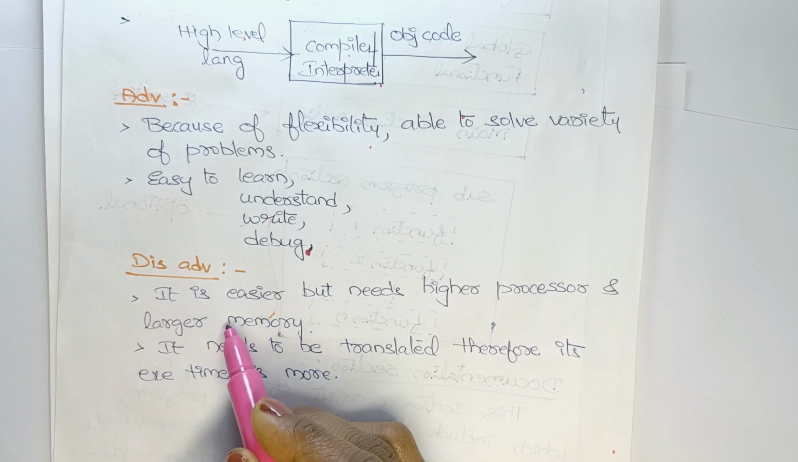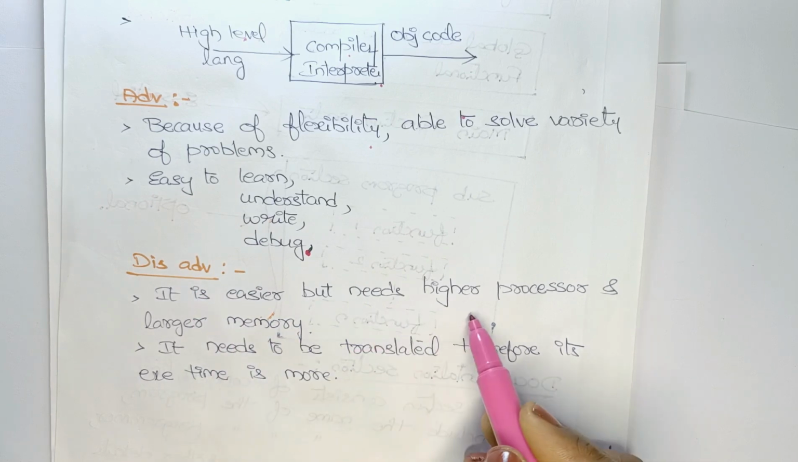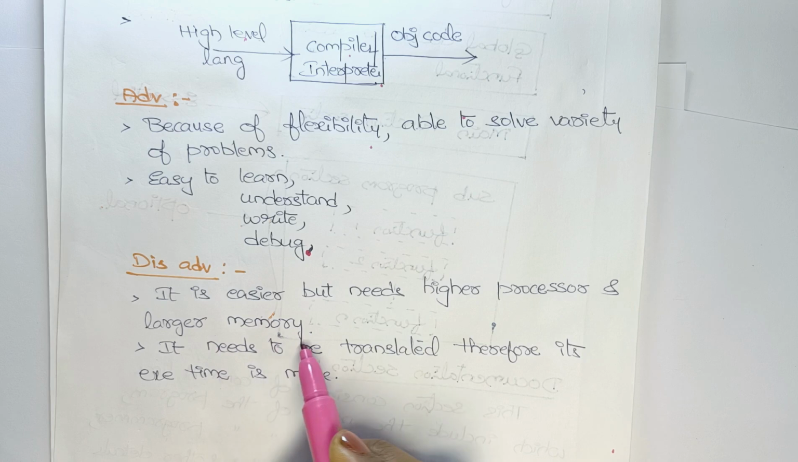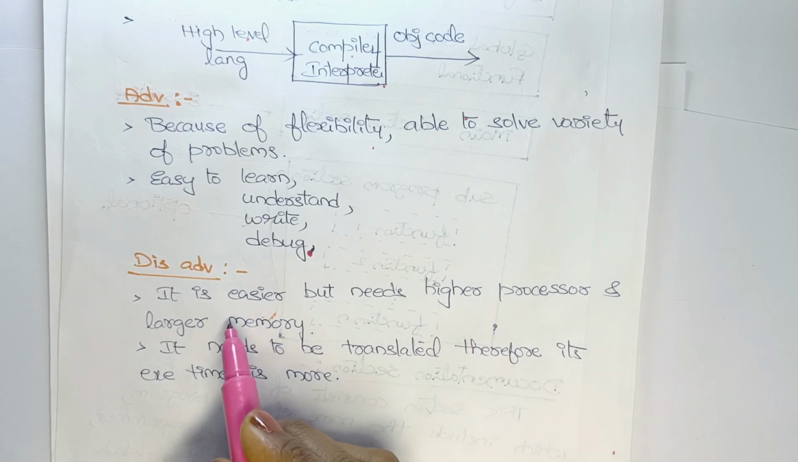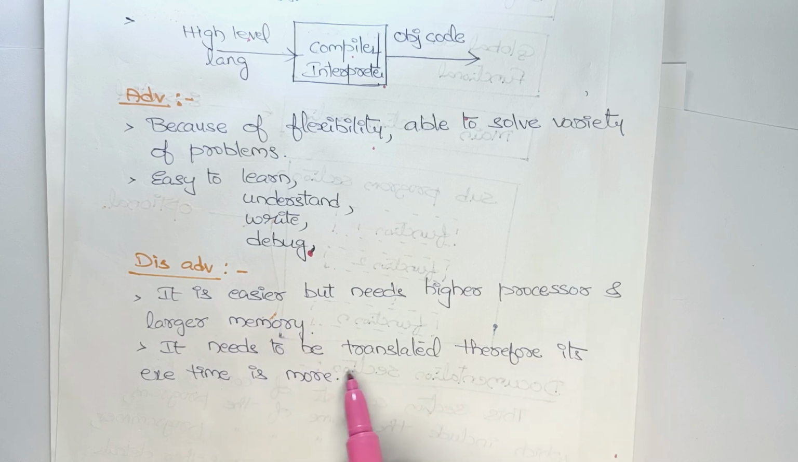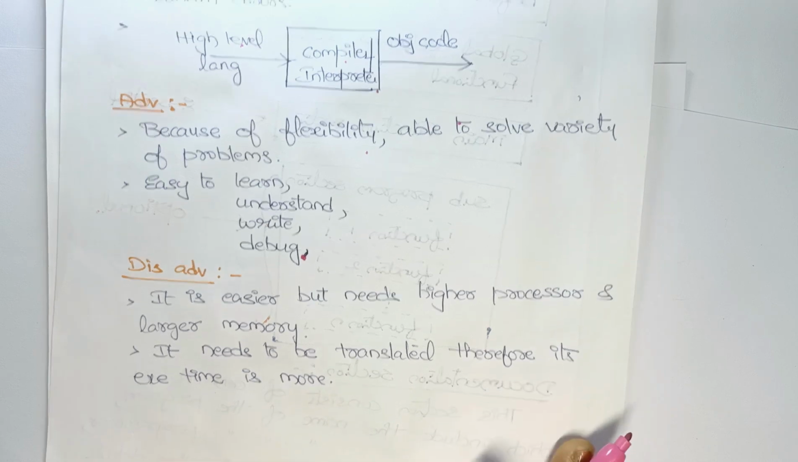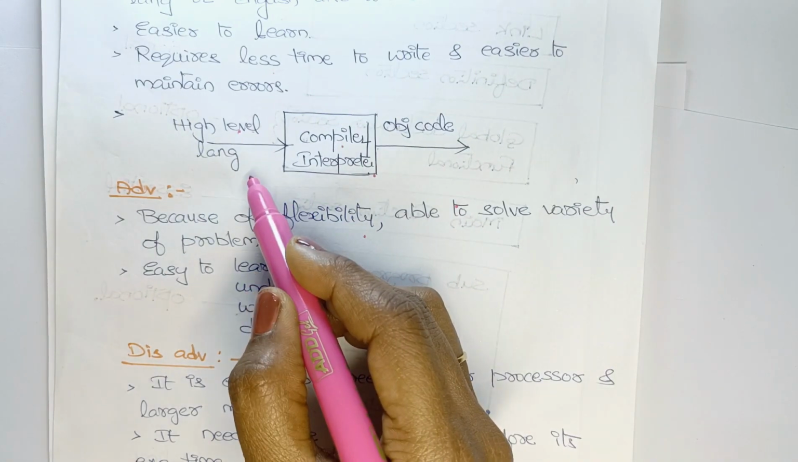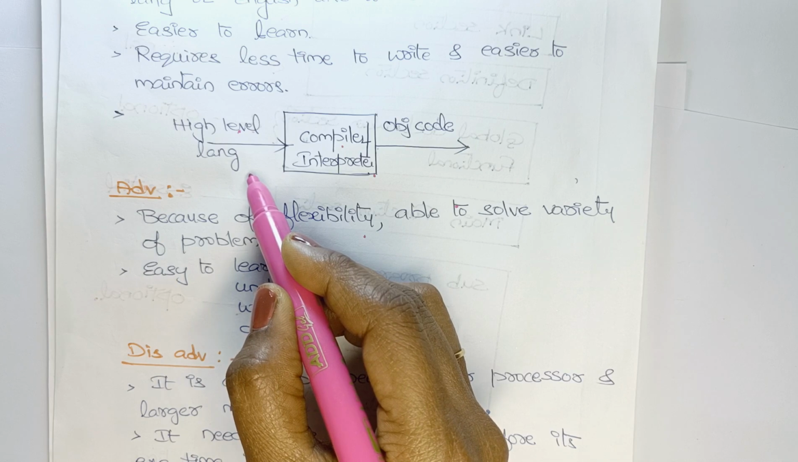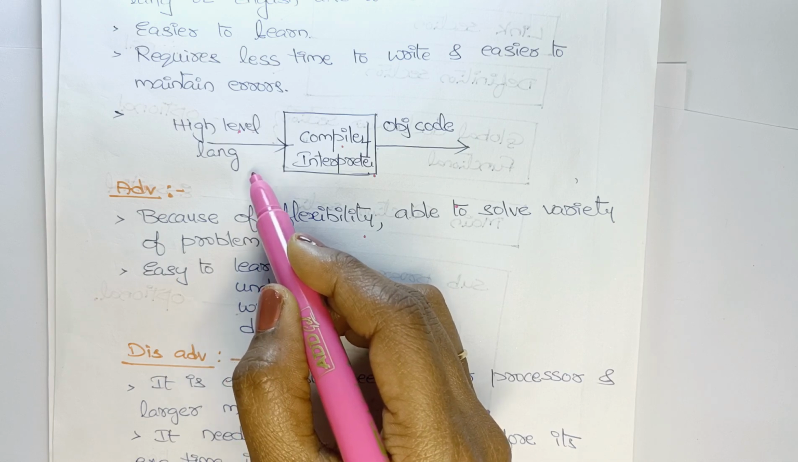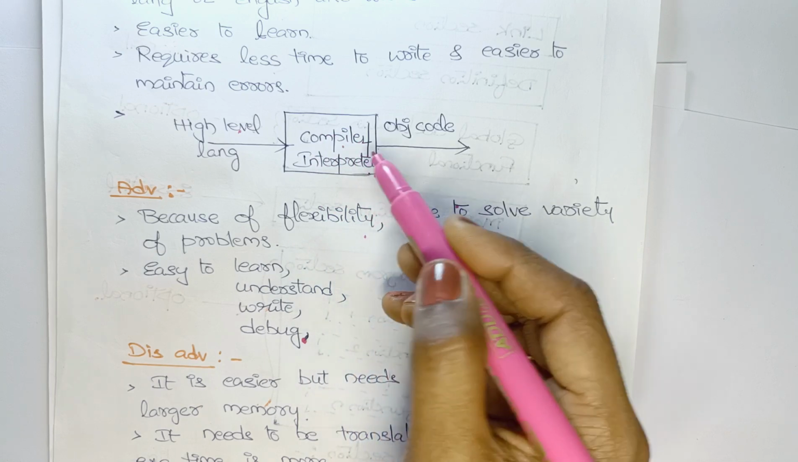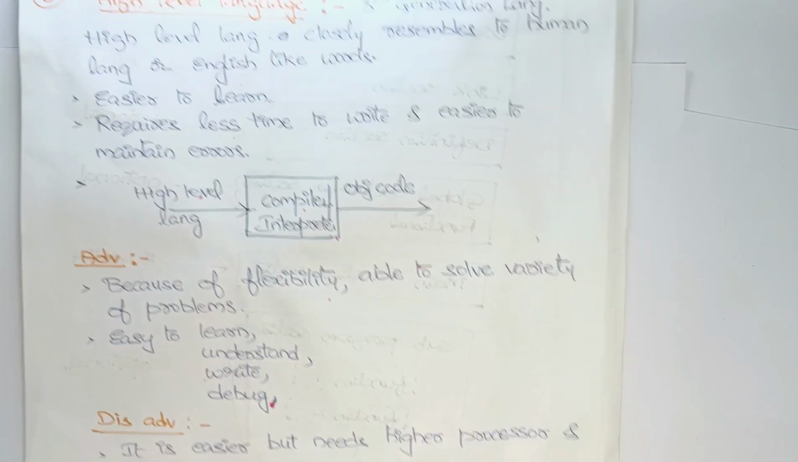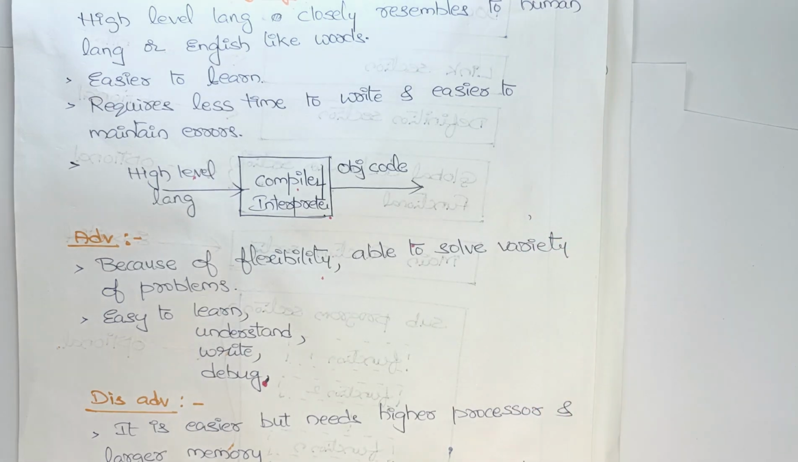Disadvantages. What are the disadvantages? It is easier, but it needs a higher processor and larger memory. So it is easy only, but it requires a higher processor and larger memory. It needs to be translated, therefore its execution time is more. Whatever instructions we write in the high level language cannot be understood by the computer, so it requires one translator. So execution time is more in the high level language. Some of the high level languages are C and C++.